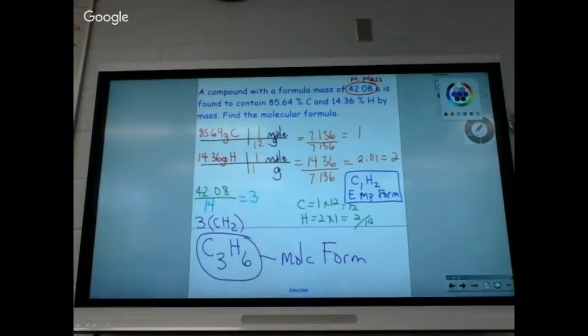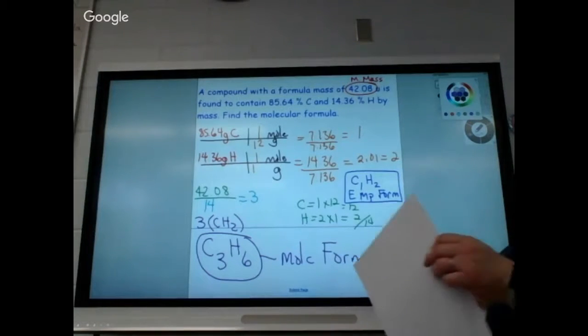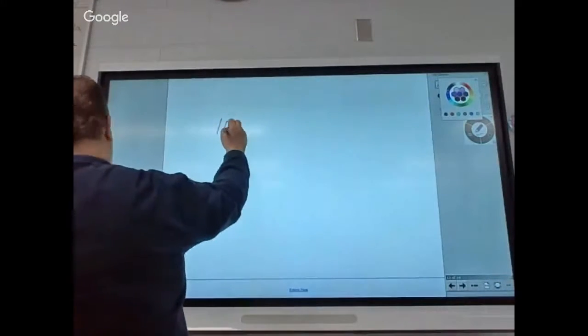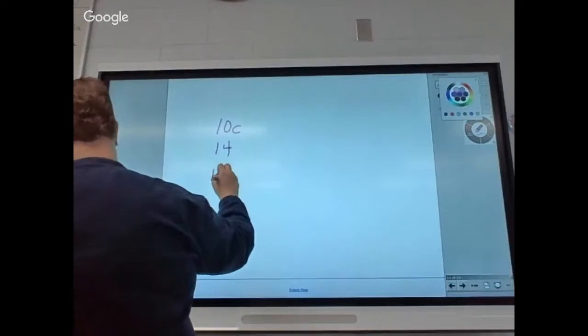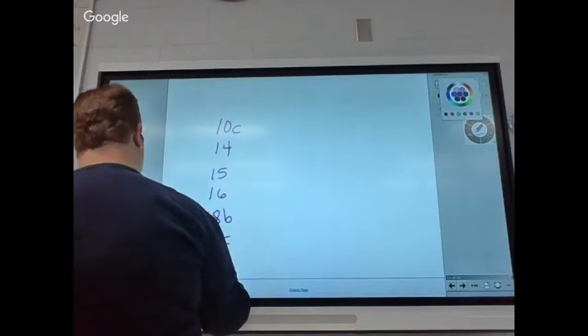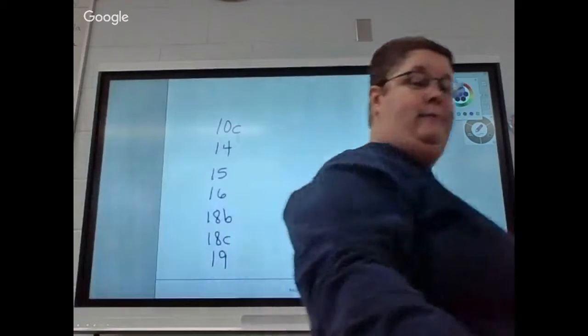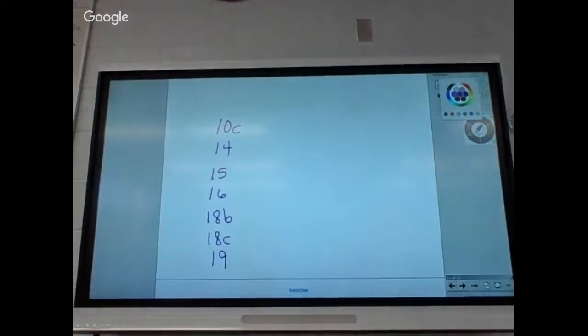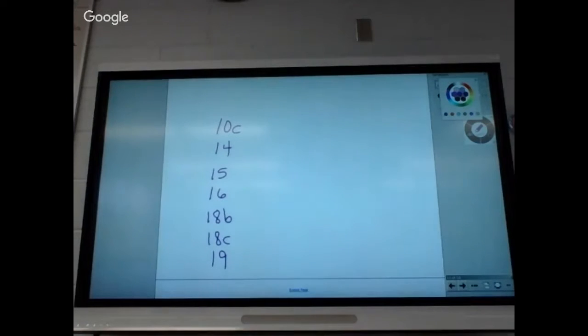All right, everybody found it? All right, we're doing under the problem column like usual, not applications, but the problem side. We're doing 10C, 14, 15, 16, 18B, 18C, and 19. Now, this is also the same stuff that's on your quiz on Thursday. If you can do those questions, you can do the quiz on Thursday. The problem side. Okay, same side we were on the last time.